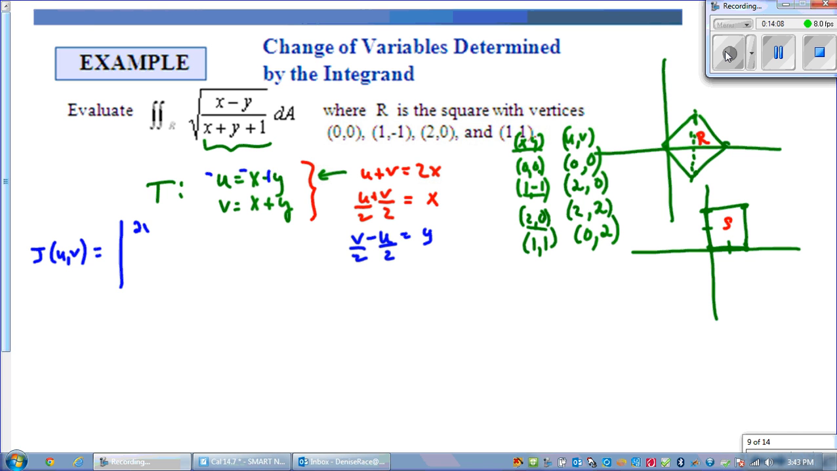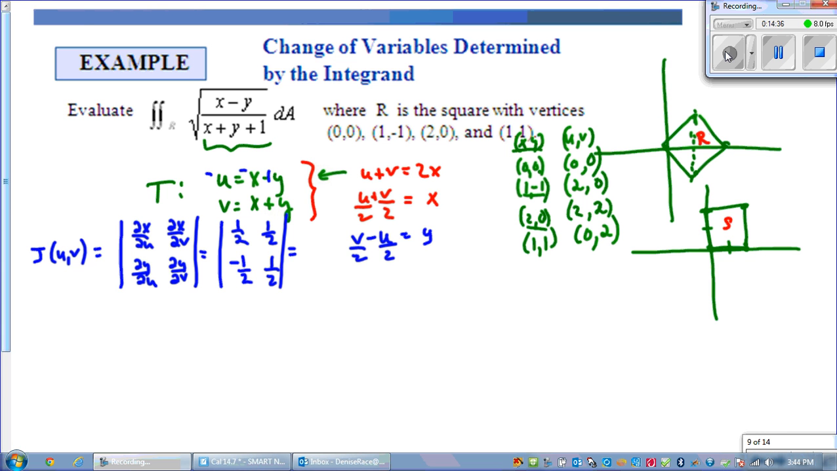So we want the partial of x with respect to u, partial of x with respect to v, y with respect to u, y with respect to v. Partial of x with respect to u would be 1/2. X with respect to v is 1/2. Y with respect to u is -1/2. And y with respect to v is 1/2.